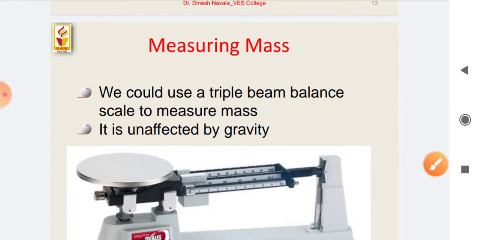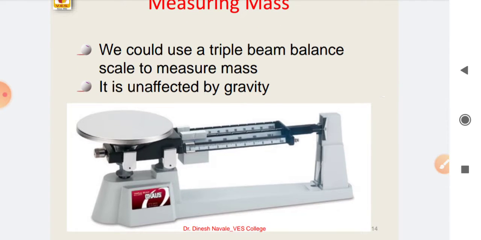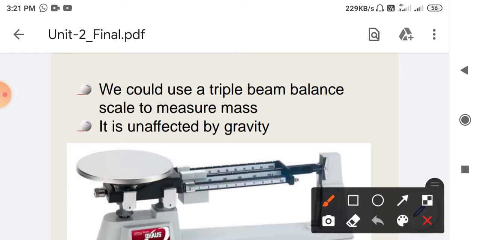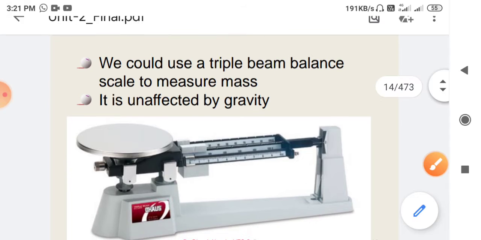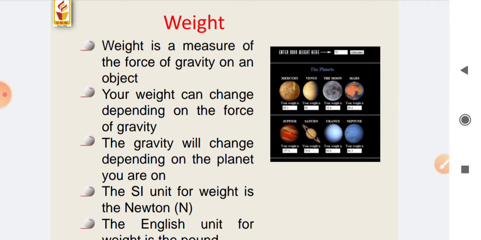So how will you measure mass? Generally we use a weighing balance or some other standard measuring devices, like a triple beam balance, which will measure the mass of a system and is unaffected by gravity. So this type of device can be used for the measurement of mass. If it is affected by gravity, then we will say that it is the weight of a system, not the mass. So this is how we come to weight.